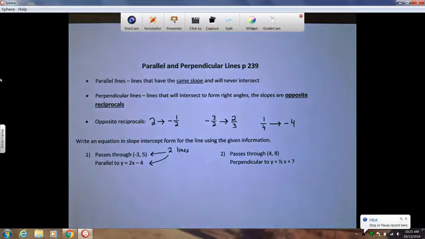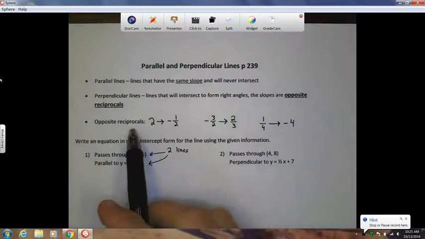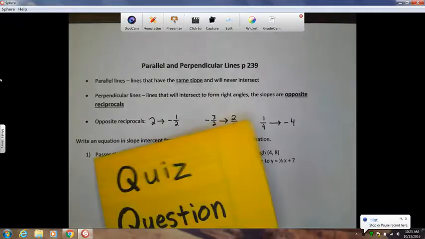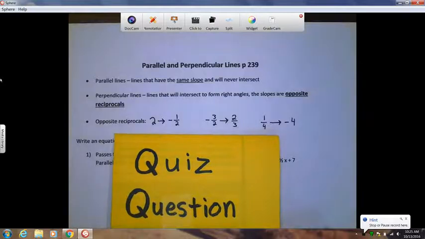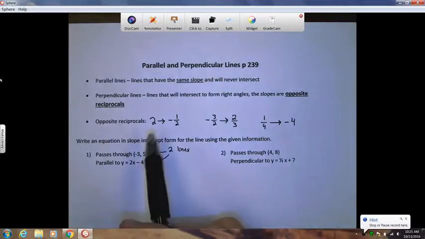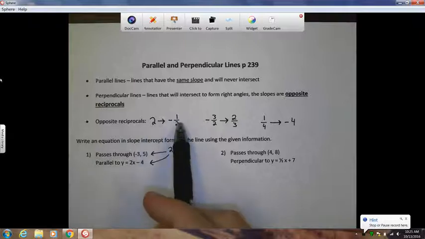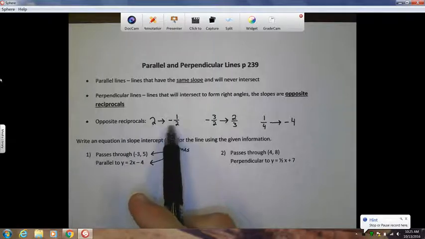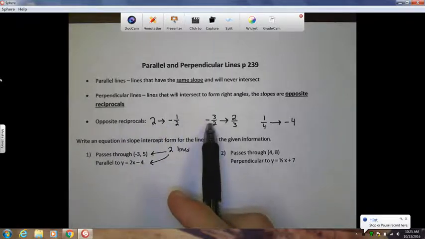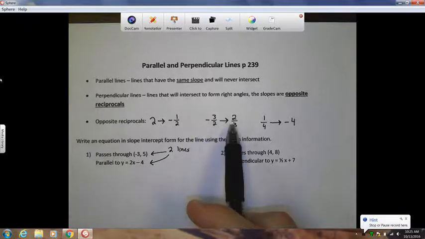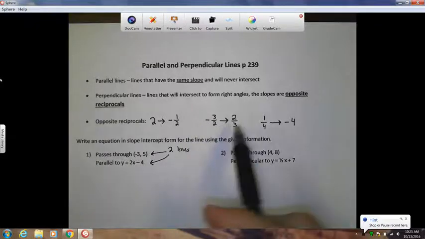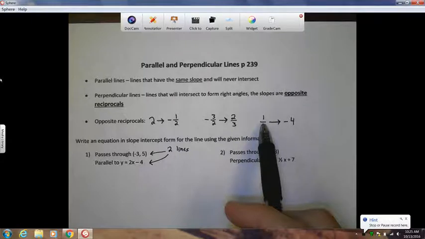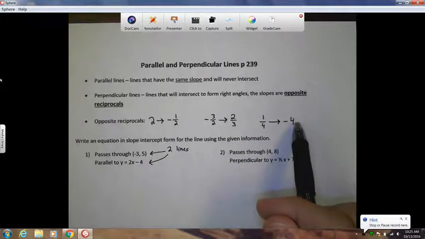And here are some examples of opposite reciprocals. Make sure you know what that is. That's also a quiz question. You need to be able to find that. So not only is it reciprocal, so not only did I go from 2 to 1/2, but I had to change the sign. That's what opposite is. So it was a positive and it's a negative. Here's an opposite reciprocal. -3/2, +2/3. +1/4, -4/1. So opposite reciprocals.